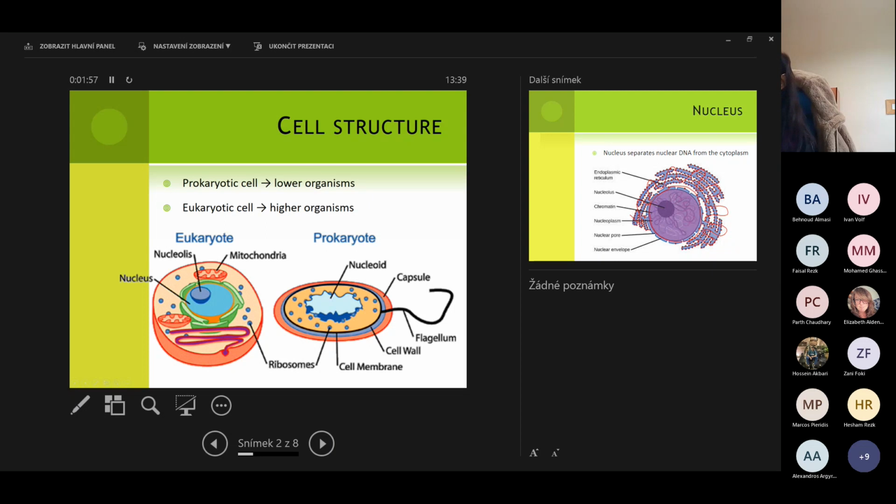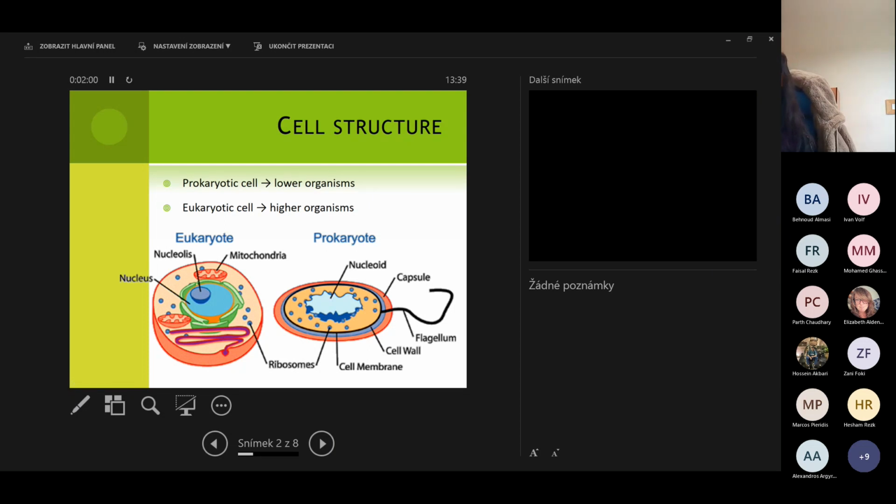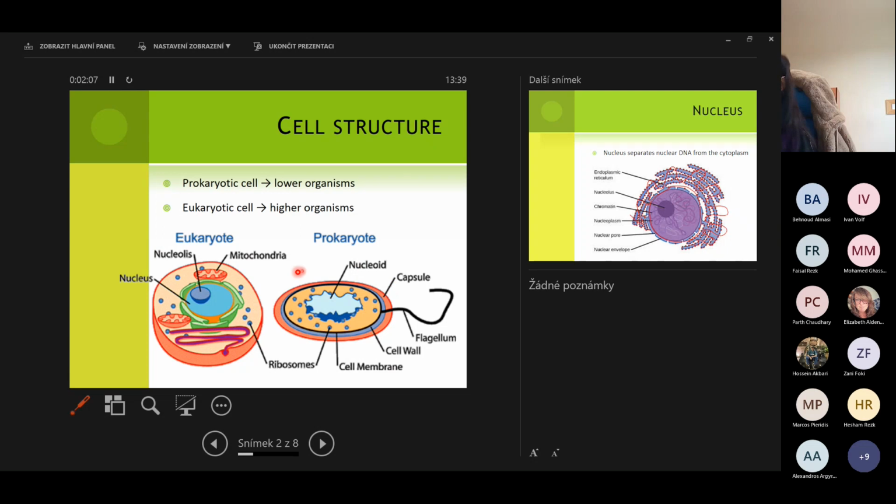If we look at this picture, here you can see the prokaryotic structure or prokaryotic cell. Here you can see that in the middle there is something which is called the nucleoid. This is the genetic information. It could be DNA as well as RNA, because you have DNA single cell organisms as well as RNA organisms.